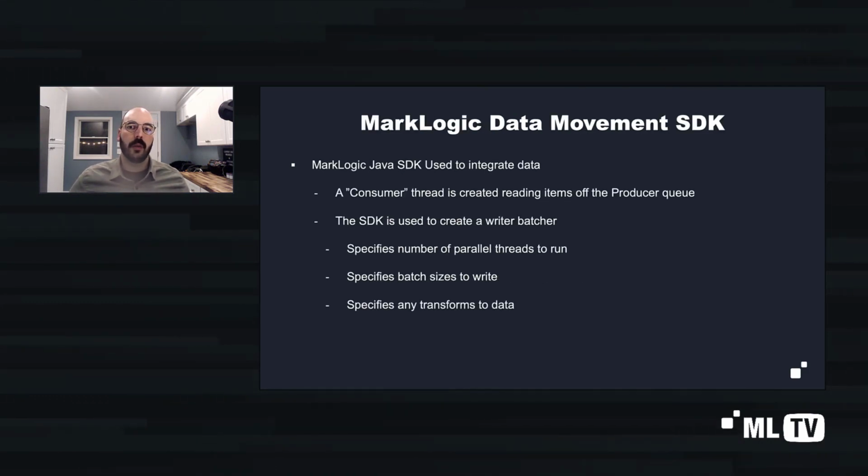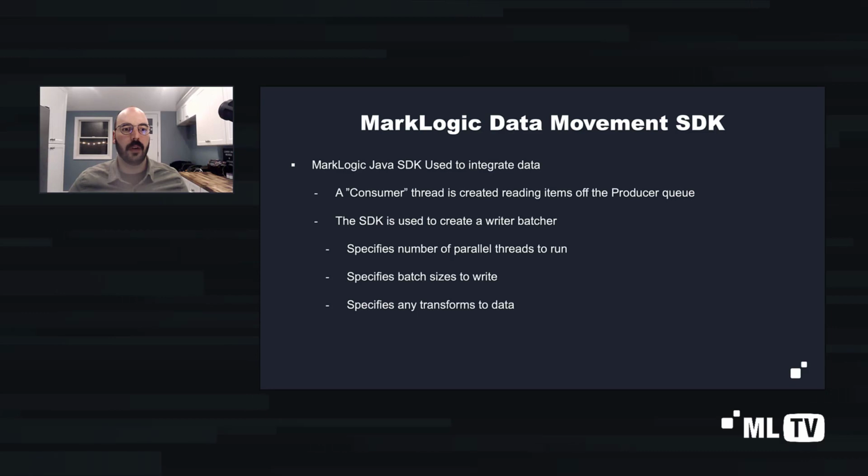The MarkLogic Data Movement SDK is part of the Java client provided to you from MarkLogic. We created a consumer thread in our Java program that read items off of the producer queue. This SDK was used to create a write batcher, and this write batcher can be configured to run in parallel threads. We can also tweak the number of records in a batch, so we minimize the number of network calls, and we can even specify the server transform for some pre-staging of data.